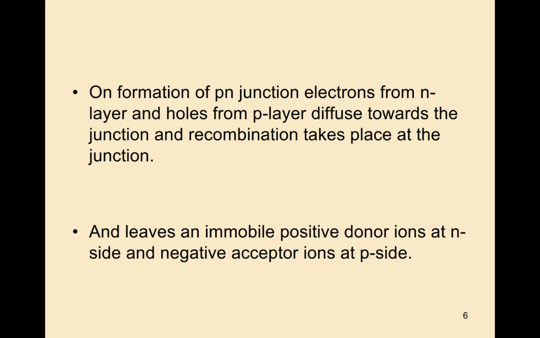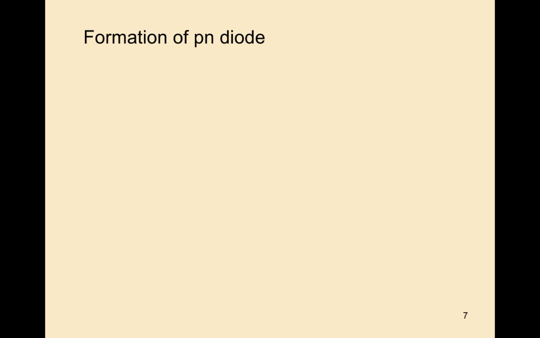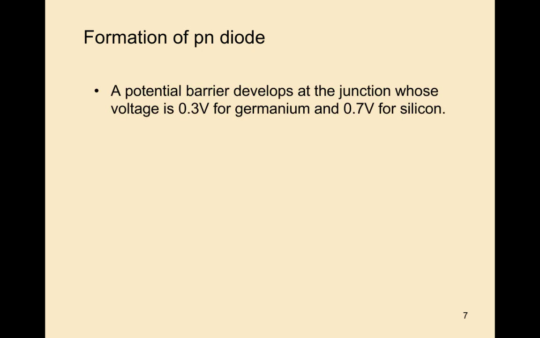So by recombination, by diffusing towards the junction, this leaves immobile positive donor ions at the n side and negative acceptor ions at the p side. So a potential barrier is developed at the junction, whose voltage is 0.3 volts for germanium and 0.7 volts for silicon.